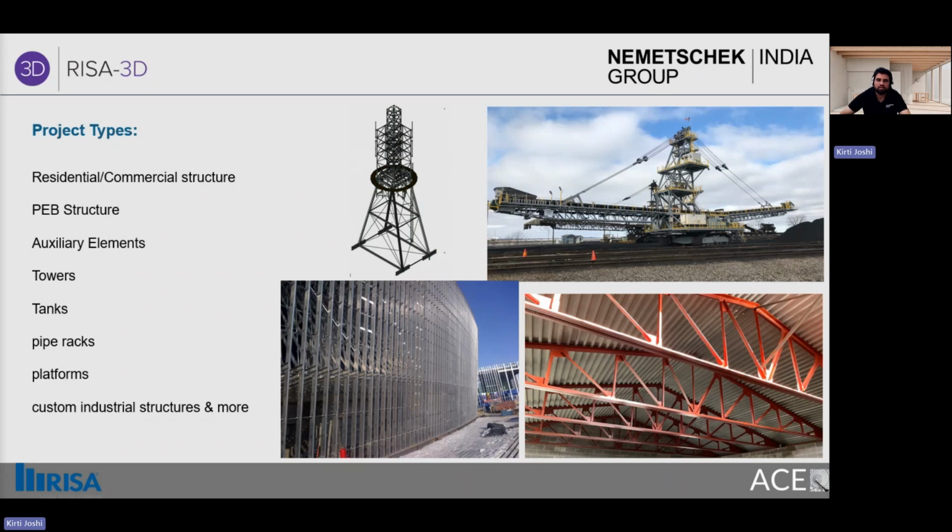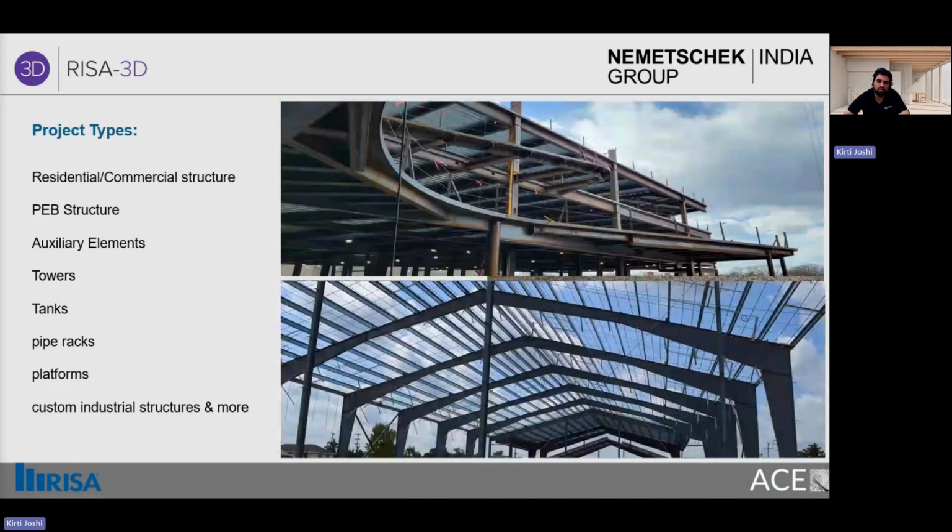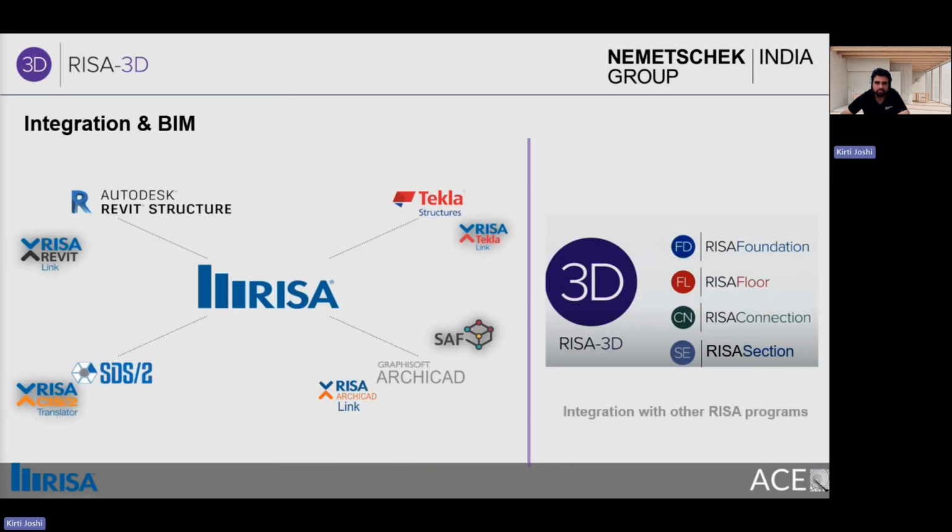As you can see, it supports multiple project types, such as residential and commercial buildings, and it can also be used for non-building structures like industrial structures. It may be stadium roofs, pipe racks, PEB metal buildings, or platforms. It may be tower-type structures and tanks. So you can model and analyze multi-material structures of any geometry or complexity.